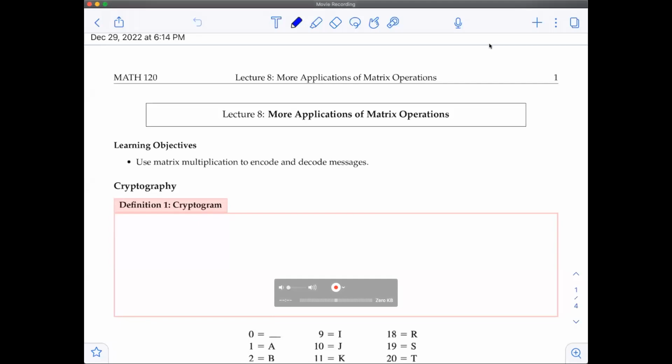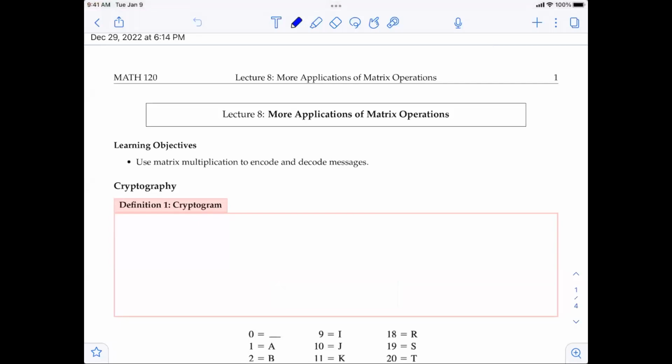Hello everyone, this is lecture 8. In this lecture, we're going to look at another application of matrix operations. Basically, we're going to use matrix multiplications to encode and decode messages.